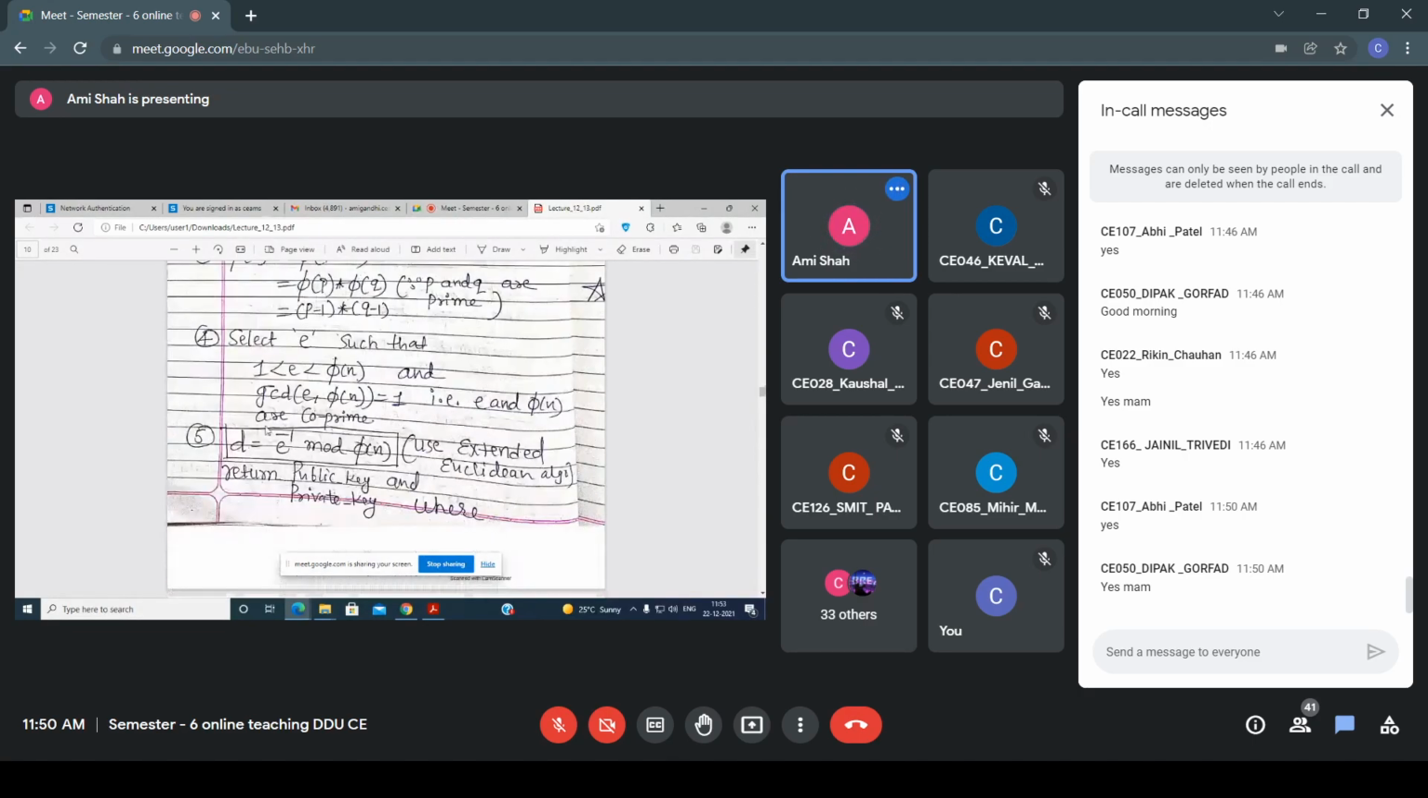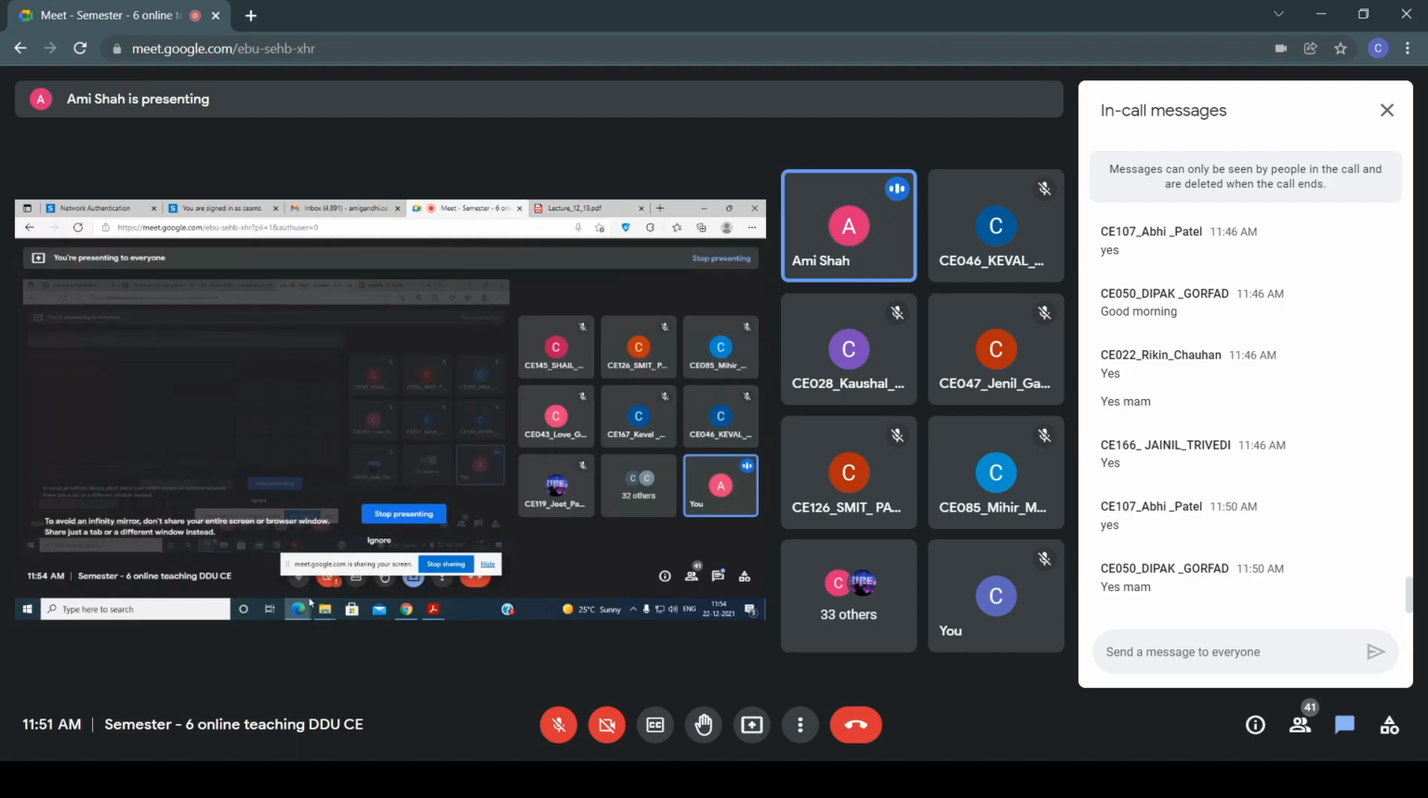Now then after, what you have to do? You have to calculate D equals E inverse mod phi n. E inverse mod phi n. By using the extended Euclidean algorithm, you have to calculate it. Up to this, is it clear to you all?